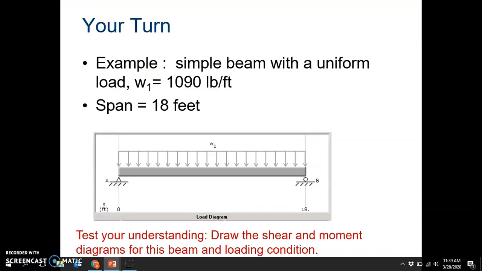Okay. So, your turn. We have a simple beam with a load of 1,090 pounds per foot and a span of 18 feet. And I want you to draw it out. Pause the video after I'm done with the sentence, and I want you to draw the shear and the moment diagram. And if you're not going to draw it out, which I'm sure 90% of you won't, at least pause the video and think through what you would do. Like, give me the process. Calculate the numbers. Make sure you understand. Don't just nod your head when I say it. So pause the video now and proceed.